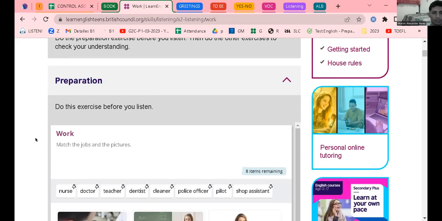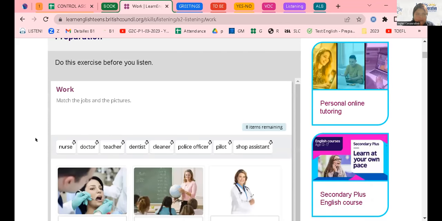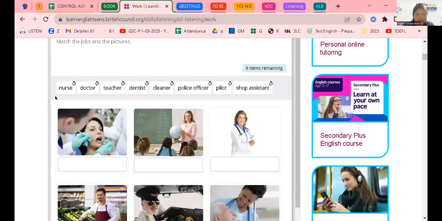Understanding. Okay, so look at this. We have to match the jobs and the pictures. Picture number one. We have nurse, doctor, teacher.